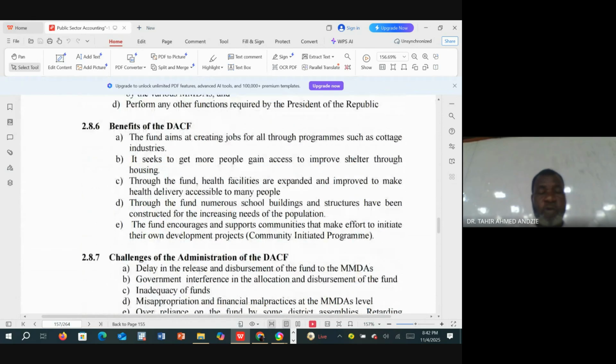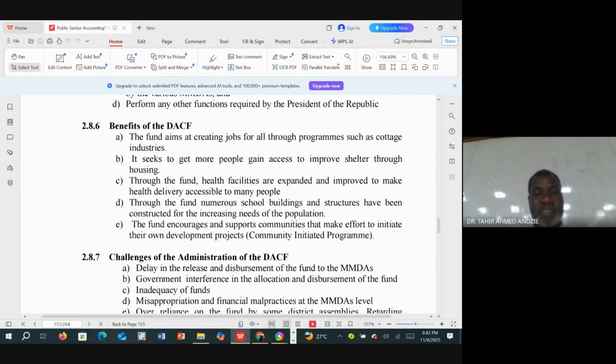Benefit of this assembly common fund, of course, the fund aims at creating jobs for all through programs such as cottage industries. That's why we're saying that for economic development, the district assembly can use part of the fund to actually undertake agriculture, market, and all those activities. So the aim will be to help provide or create jobs for the people in the area by, let's say, establishing cottage industries and all that.